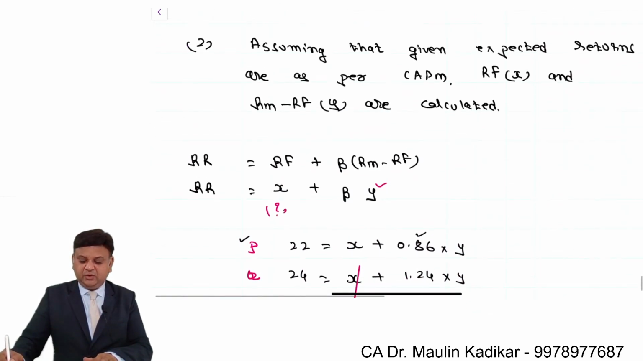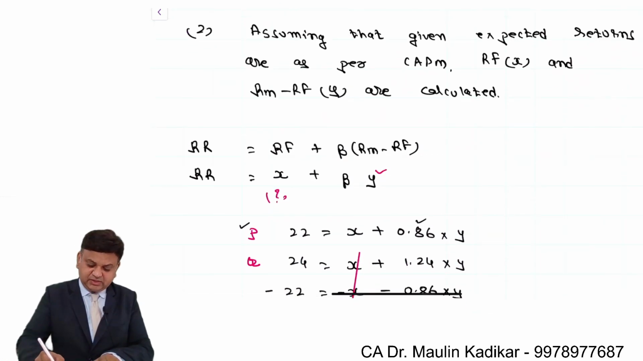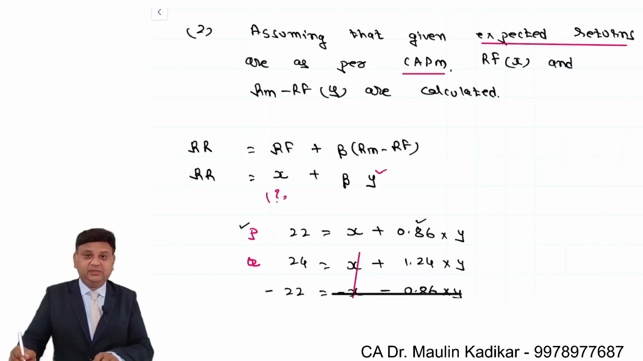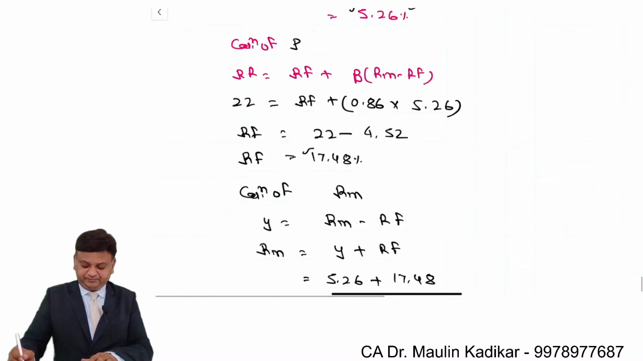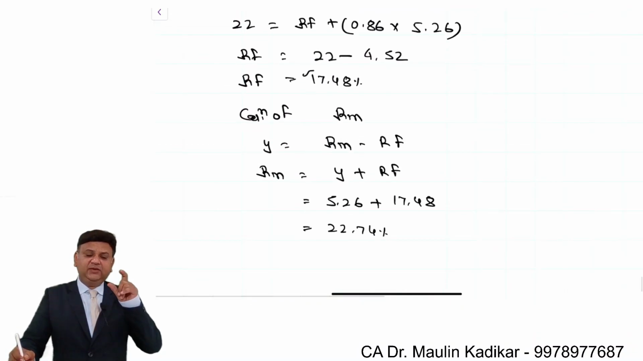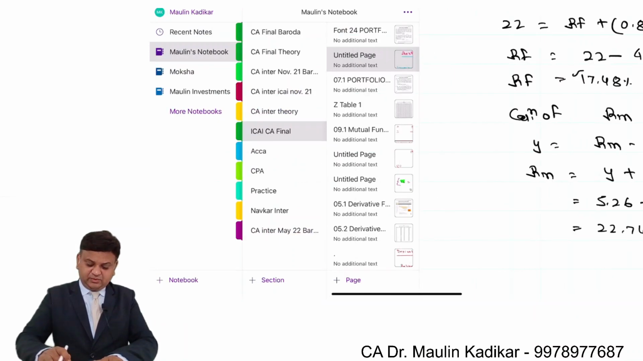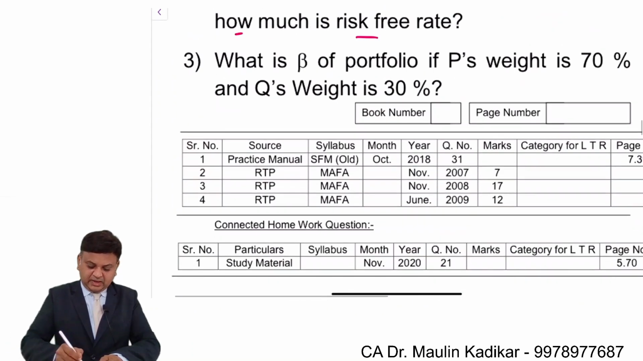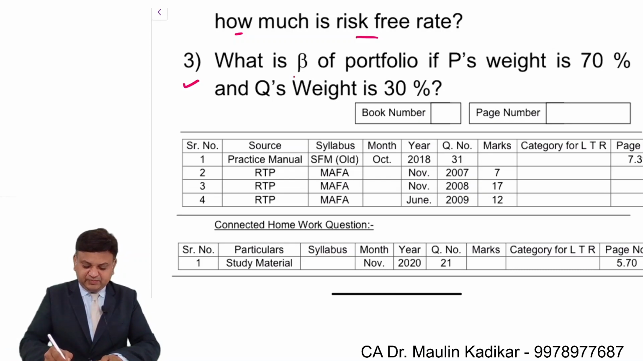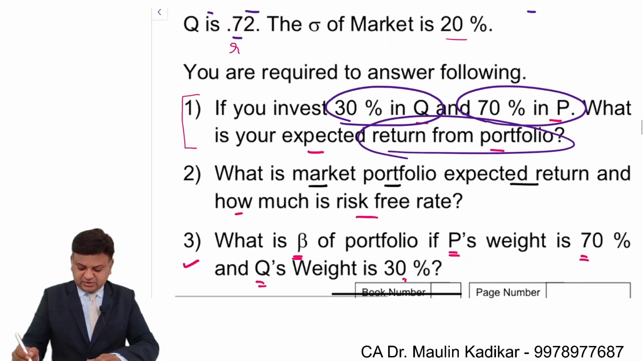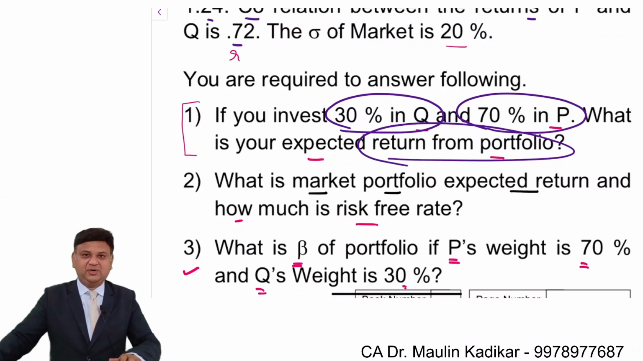Importantly, friends, over here you have to understand that we don't have a choice but to make the assumption that the given returns are based on CAPM. Unless you make this assumption, it is not possible for you to make the calculation of the answer. So considering the information given, you need to have a proper understanding of what assumption is required to be made. I want you to tell me the answer of the third question and put your answer in the chat box. What is beta of the portfolio if P's weight is 70% and Q's weight is 30%? Put your answer in the chat box.